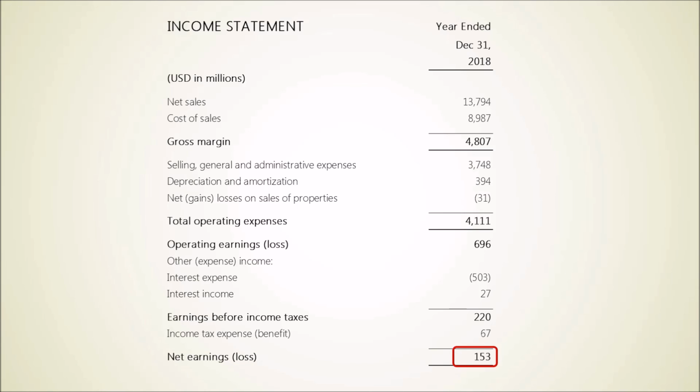So we started with net sales of $13.8 billion, and finally the company is left after considering all the expenses and revenues with $153 million US. Well, this is the income statement for you. So far we have learned what an income statement is. In the next video we will learn how to analyze an income statement and understand the financial performance of a business.